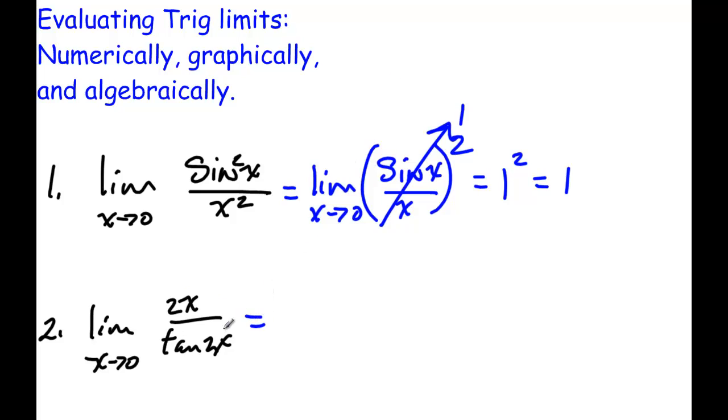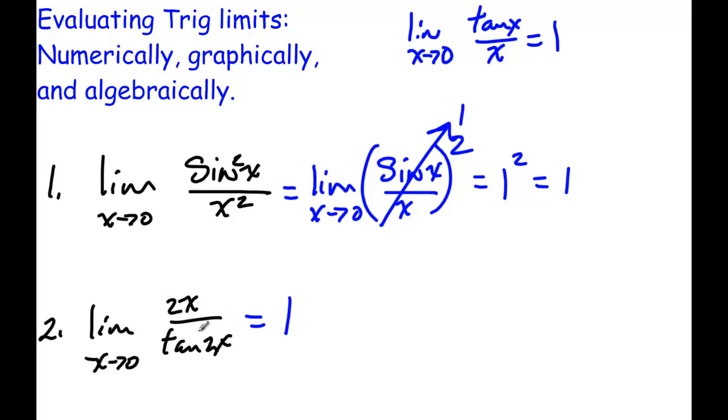But look at this one. This one's upside down. Let me talk about this as if the 2's weren't there for a moment. You'd have x over tan x. Well, we know that the limit as x goes to 0 of tan x over x is equal to 1. So can't you conclude that its reciprocal, x over tan x, is also equal to 1? Yes, we can. So in this case, the answer is still 1.